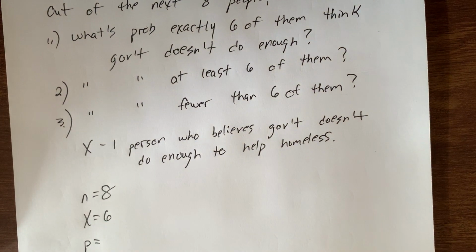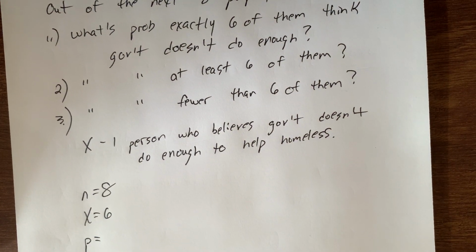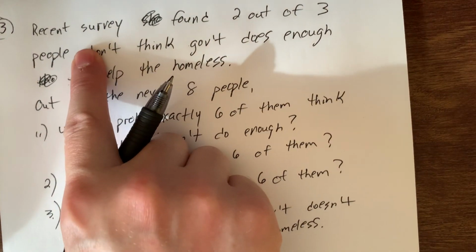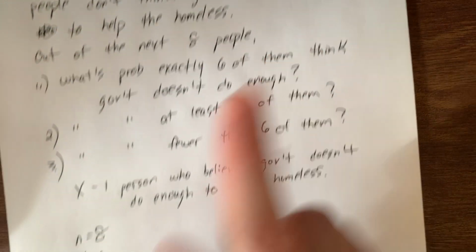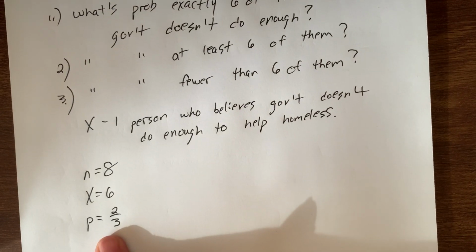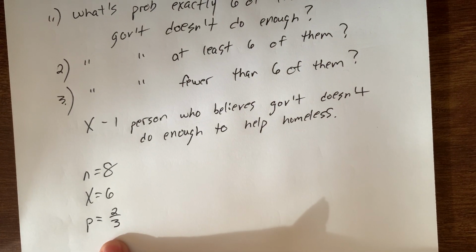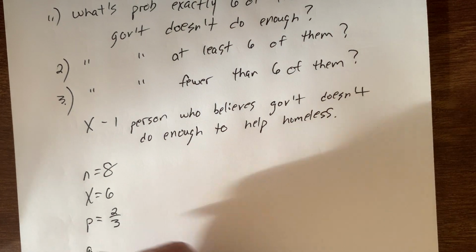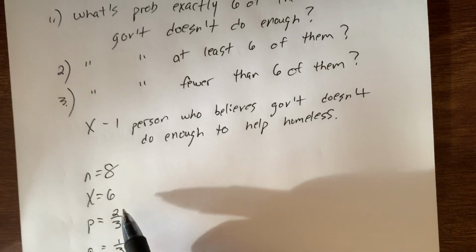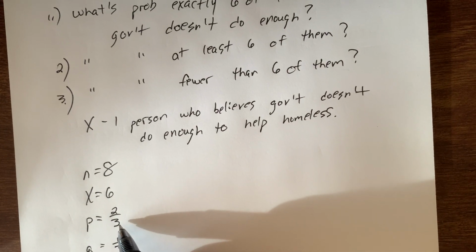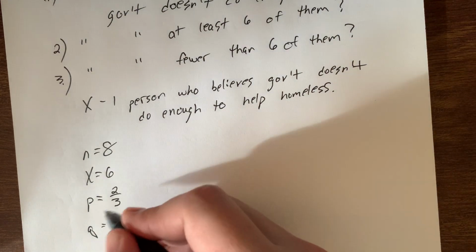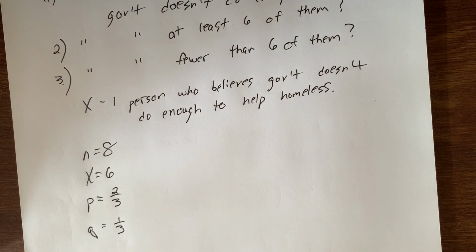Little p, what's the probability that they don't think the government does enough? Well, a recent survey found 2 out of 3 people don't think so, so p would be 2 out of 3. Well, then little q would be 1 out of 3. If 2 out of 3 think the government doesn't do enough, that would imply 1 out of 3 thinks the government does do enough. There's the basic complementary situation.